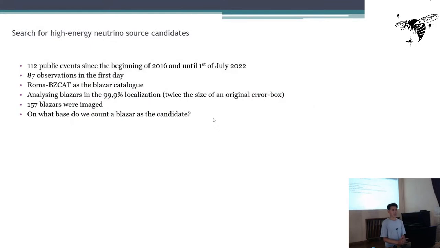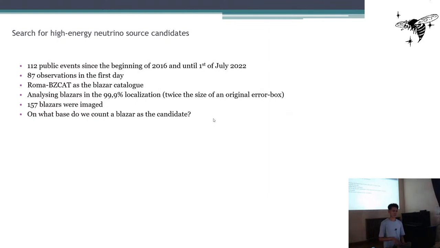As Oleg Gress said, since 2016, IceCube Neutrino Observatory has published 112 public alerts on neutrino events. Of them, MASTER observed 87 in the first day. And despite the fact that it's not really known what astrophysical objects produce neutrinos, we chose blazars as the most probable ones. And so we use Roma-BZCAT as the blazar catalog. From this catalog, we only analyze blazars which are located in the 99.9% localization error box, which is approximately twice the size of the original error box. Of these 77 observations, there were 157 blazars that were imaged by MASTER telescopes.